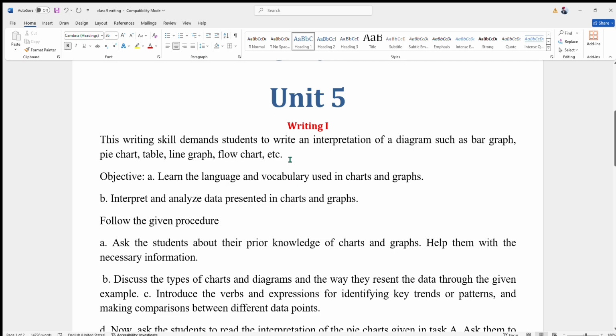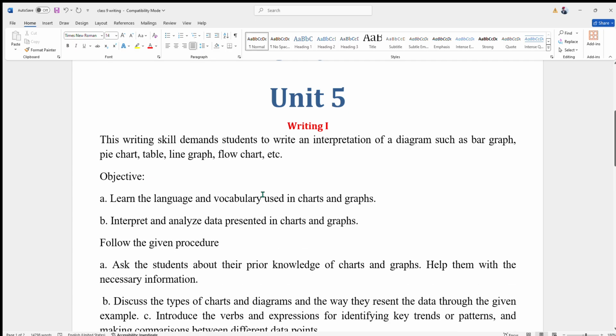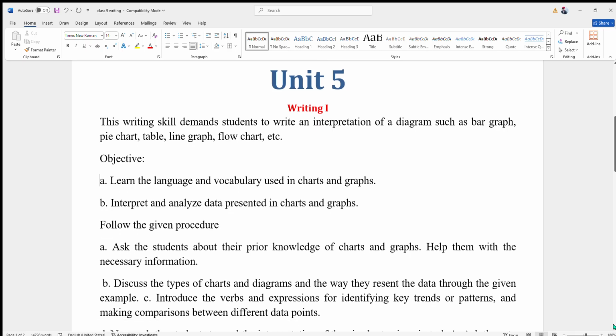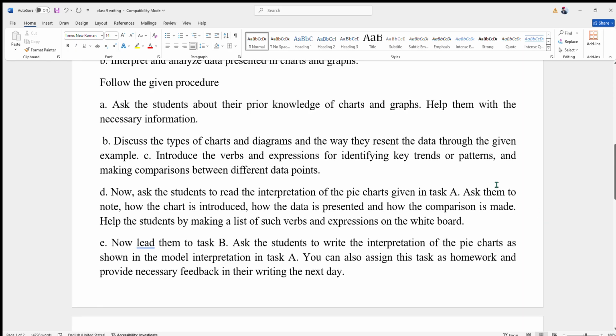Objectives. The objectives of teaching this interpretation of diagrams are, A, to learn the language and vocabulary used in charts and graphs, and B, to interpret and analyze data presented in charts and graphs. For that we have to follow the procedures. Let's see what procedures are there. If we are able to follow the procedures, then it will be very easy for us.